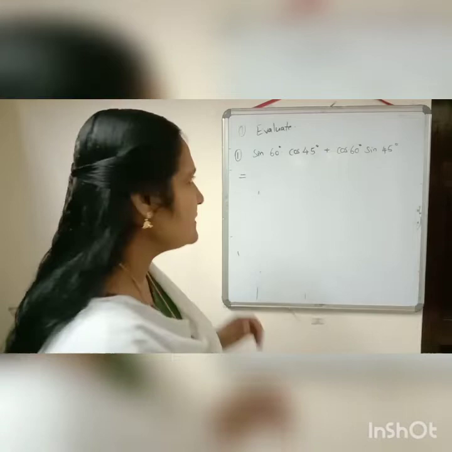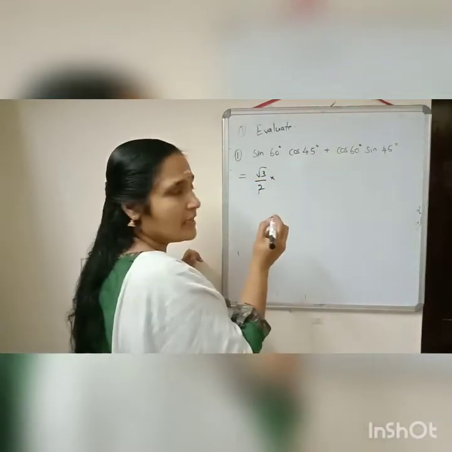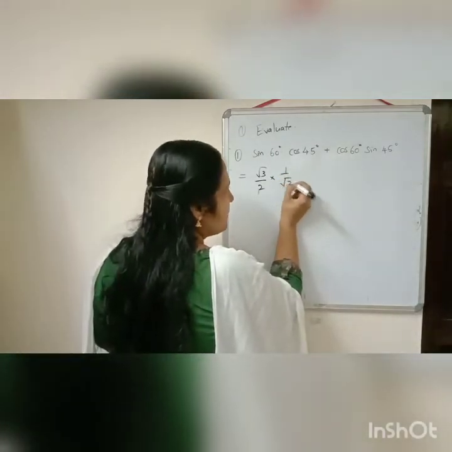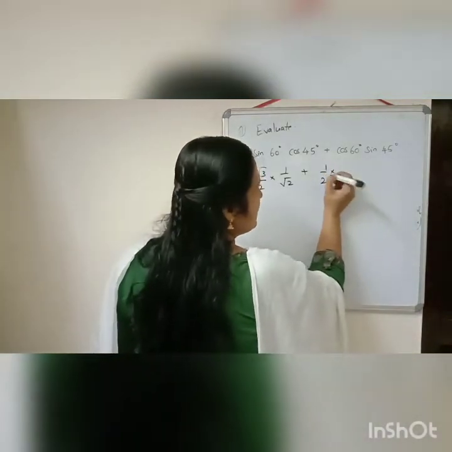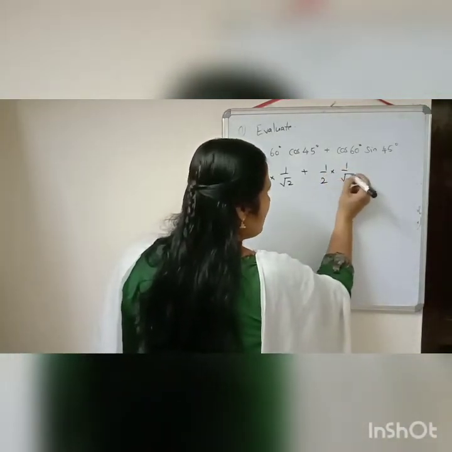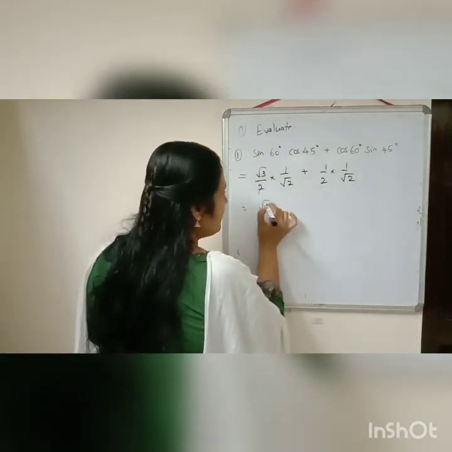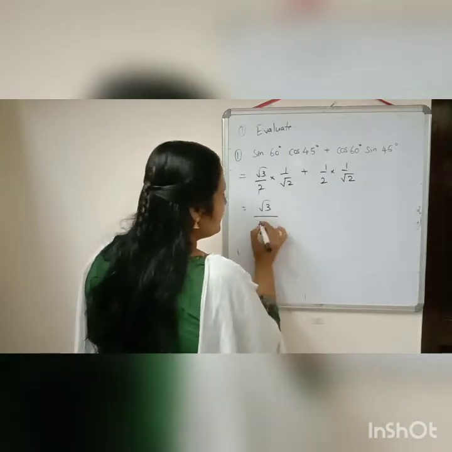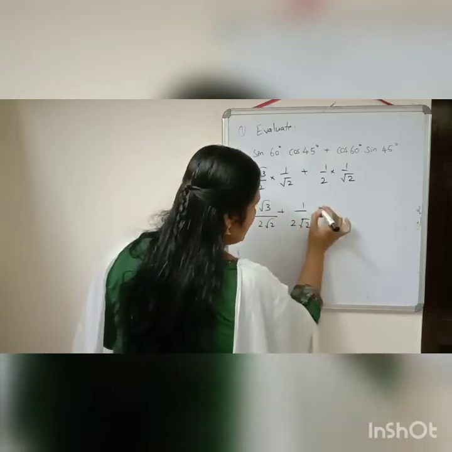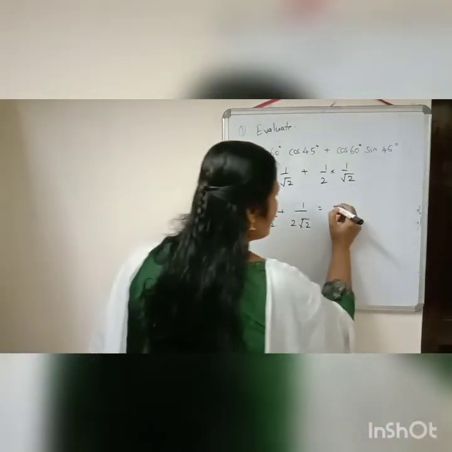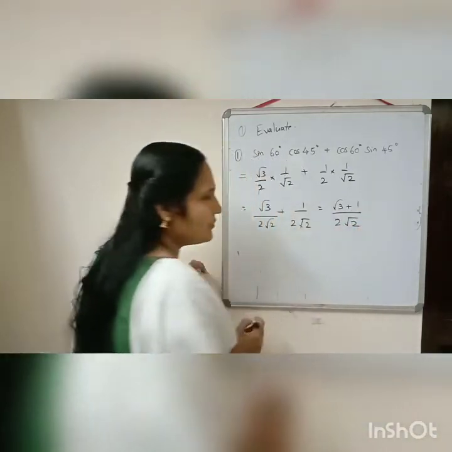What is the value of sine 60 degree? Root 3 by 2, into cos 45 degree, which is 1 by root 2, plus cos 60 degree, which is 1 by 2, and sine 45 degree, again 1 by root 2. So we can multiply these. Root 3 into 1 will be root 3, over 2 root 2, plus 1 by 2 root 2. The denominators are the same, so directly we can add the numerators. So it will be equal to root 3 plus 1 by 2 root 2.